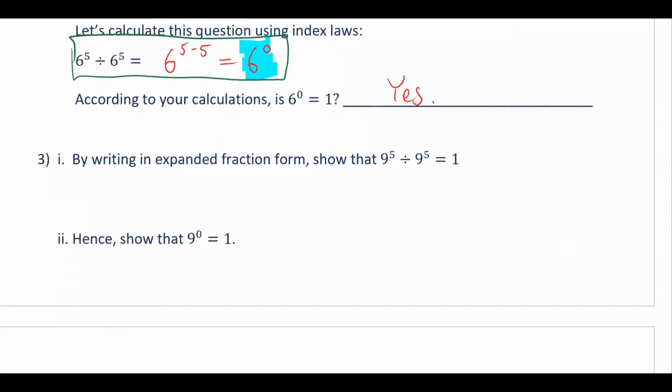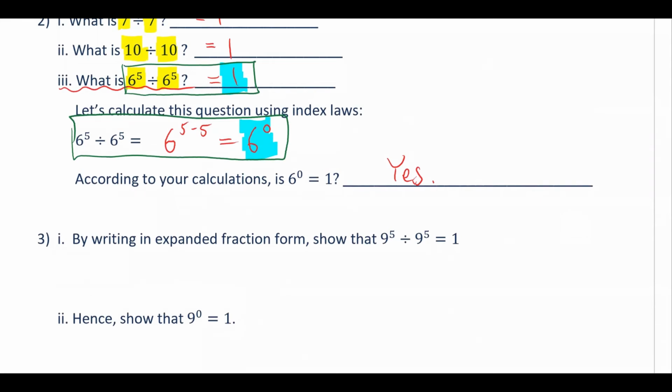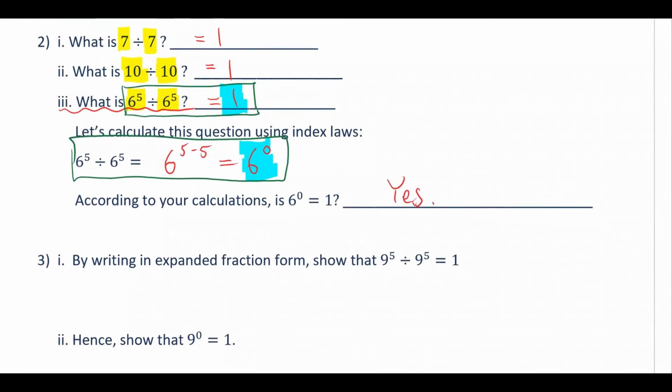Question 3. By writing in expanded form, show that 9 to the power of 5 divided by 9 to the power of 5 is equal to 1. So I'm going to do the same thing as I did before, except using a different base this time. Okay. Now, 9 to the power of 5 in expanded form is 9 times 9 times 9 times 9 times 9. And 9 to the power of 5 at the bottom is the same thing.